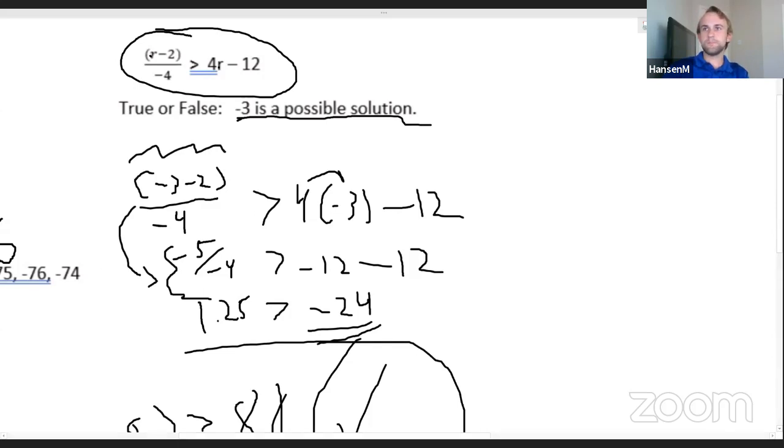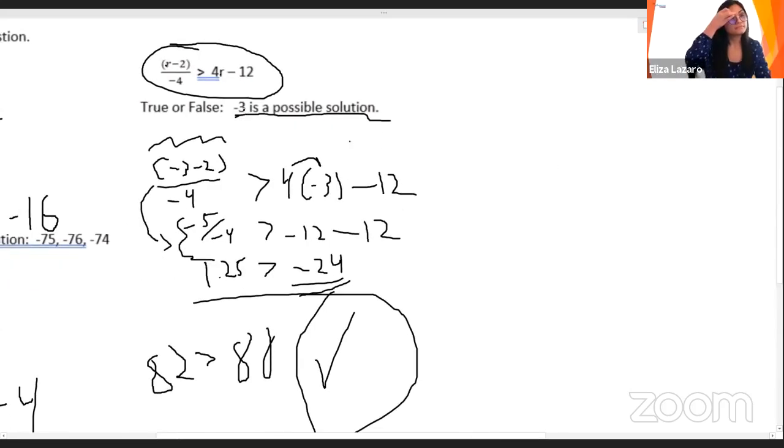So anyway, let me see. Our original question was whether -3 is a possible solution. So we plugged in -3, and whenever we solved the inequality, we got that 1.25 is greater than -24, which is true. So the answer is true. -3 is a possible solution to this inequality.